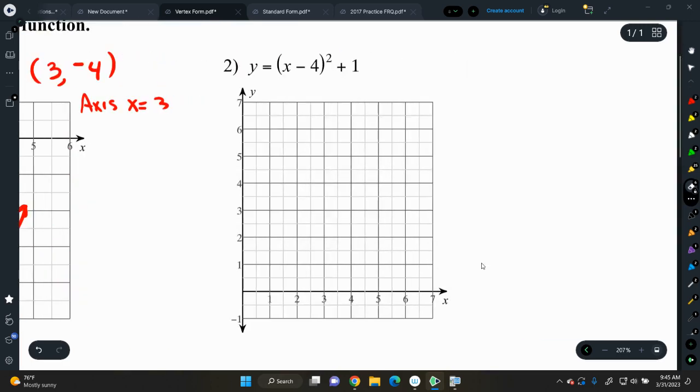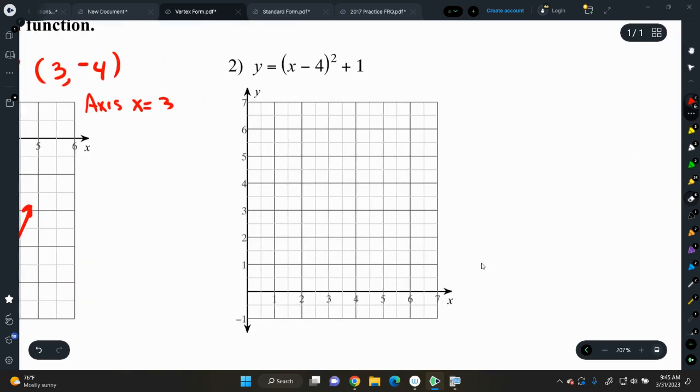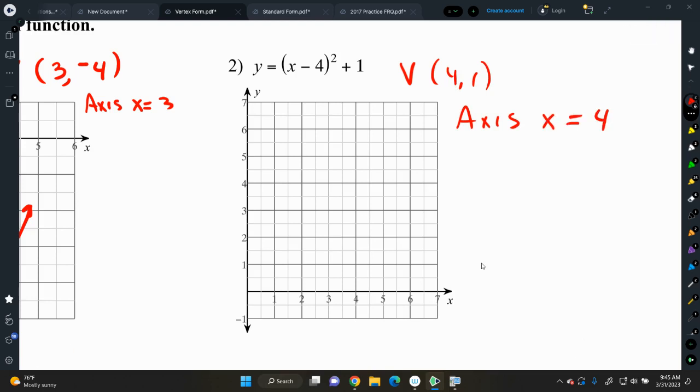Okay, next one. Vertex is 4, 1. And the axis of symmetry, x equals 4, right? Make sure you say that x equals. So here's my axis of symmetry, 4, 1. And then we sketch it.